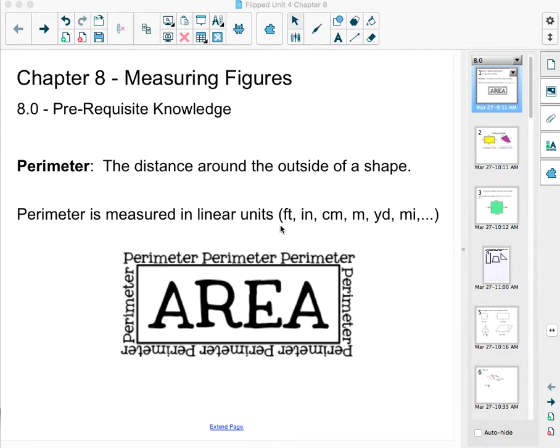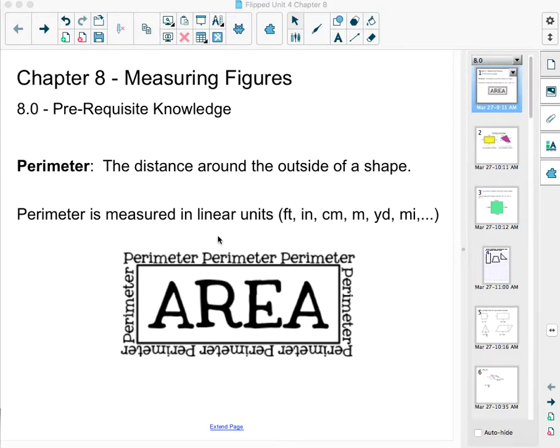This is our video for Chapter 8, 8.0, which is our Pre-Requisite Knowledge. It's our intro video. And in this video, you're going to see a lot of stuff that should be review from 6th grade, 5th grade, maybe even some elementary school. So the first thing we want to review is perimeter.